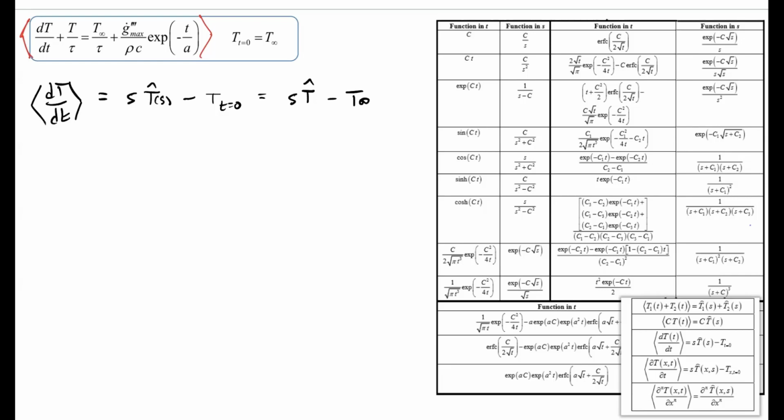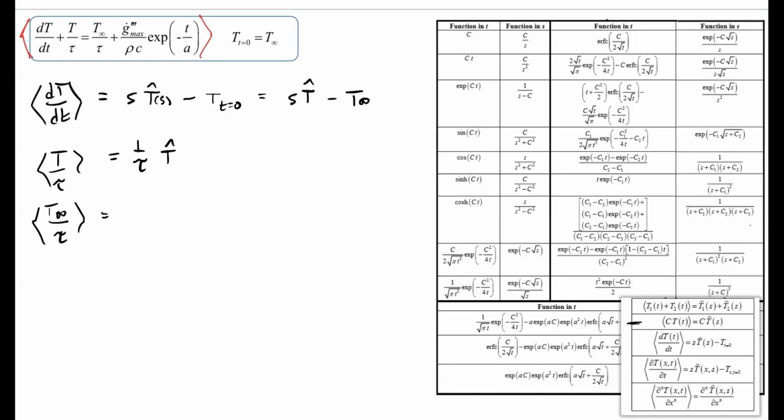Let's keep going. The second term is T over tau. So Laplace of that is going to be, if you go over, that would be what, number 2 here, this one. So that gives us 1 over tau, T hat. Okay, and then the third term is T infinity divided by tau.